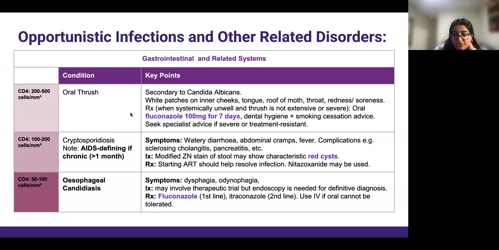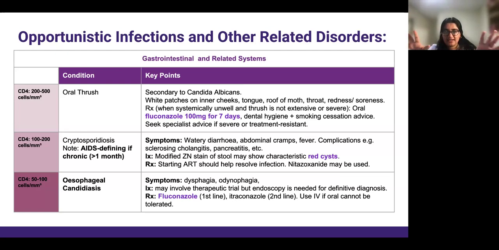Then you have cryptosporidium. This actually occurs in healthy patients and it's quite self-limiting. There's not much going on. But if somebody has HIV, it can be worse. The reason is HIV ends up affecting the whole of the gastromucosa, which is why it can cause sclerosing cholangitis and pancreatitis. The way it's picked up is using a modified Ziehl-Neelsen stain, and it will show red cysts.